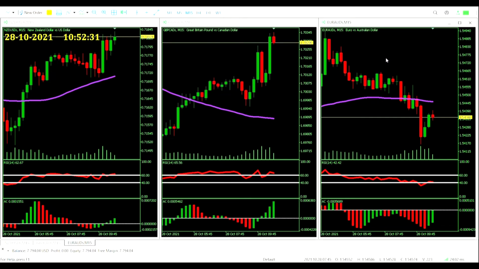The closest one to giving us a signal is this Euro Australian dollar. You can see it's been coming down for the Asia session, and the RSI around about 42, 43 at the moment.